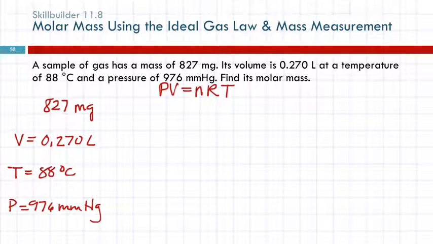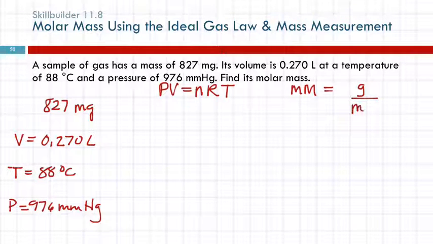Could we figure out how many moles from the milligrams? If we knew the molar mass, we could. Do we know the molar mass? That's what we're trying to find. Okay. Well, what do we need to find the molar mass? The molar mass is the number of grams divided by the number of moles. It's grams per mole, right? So we need a mass of the sample and we need the number of moles.